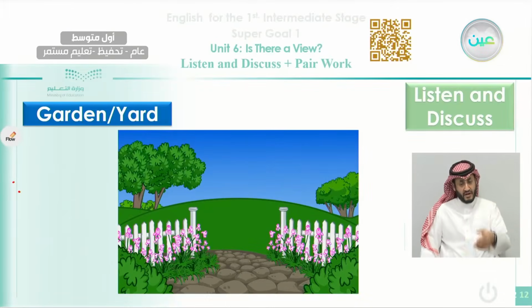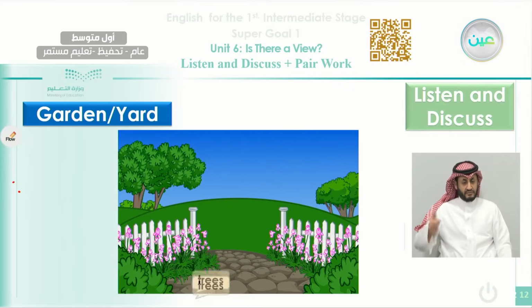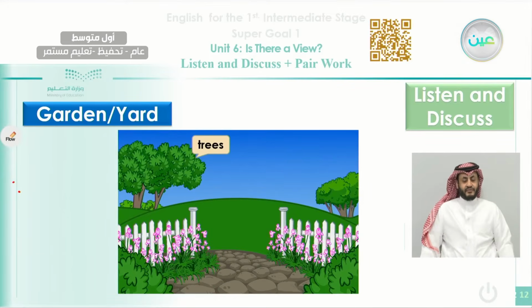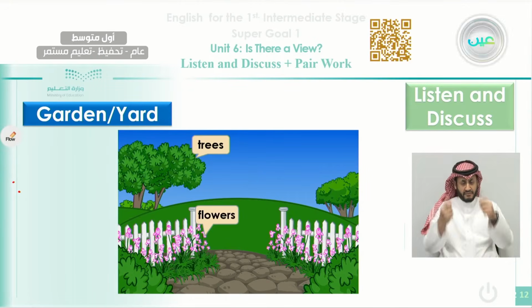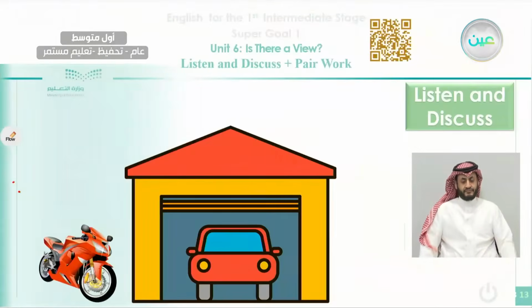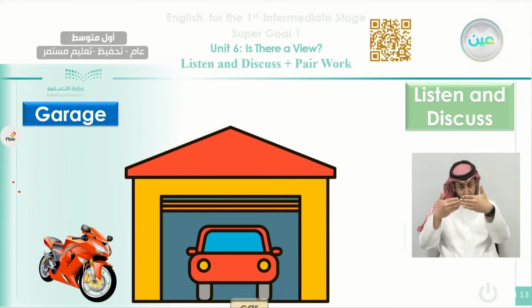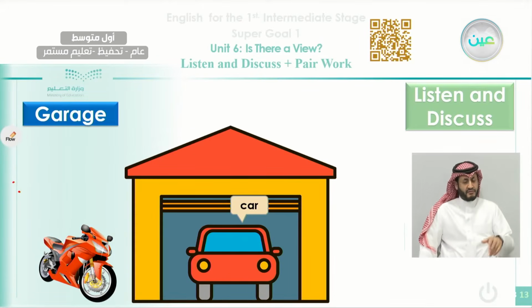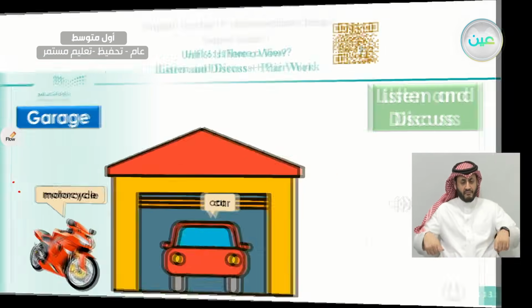Okay, some houses have this one. We call it a garden and a yard. What is there in the garden? Usually the garden has trees and also has flowers. Also this one is called a garage. Okay, this is a garage. What do we have in the garage? We have a car and we also have a motorcycle.